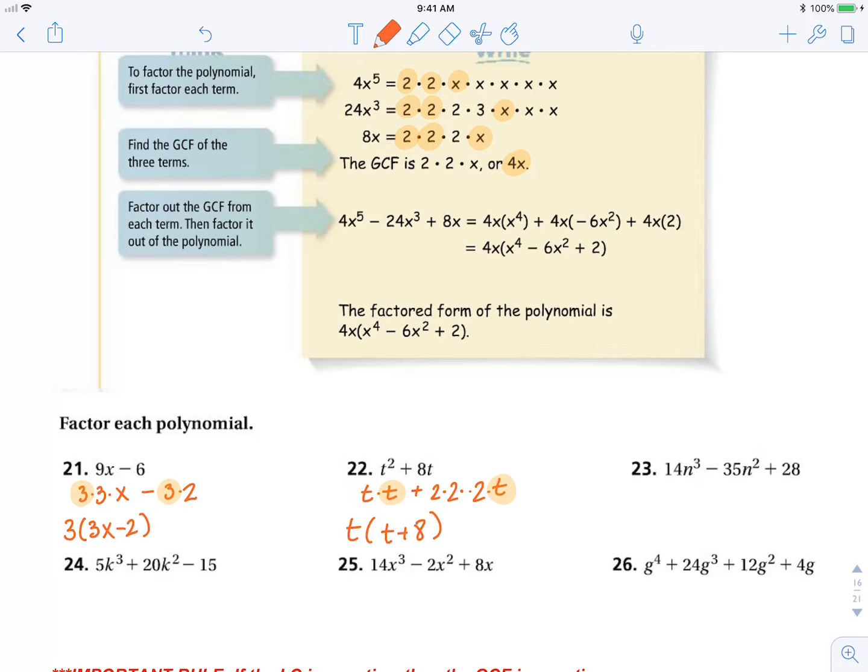Number 23, 14n cubed is 7 times 2 times n times n times n, minus 7 times 5 times n squared, plus 7 times 2 times 2. The only common factor that these three terms have is 7. When I factor out a 7, that leaves 2n to the third minus 5n squared plus 4.